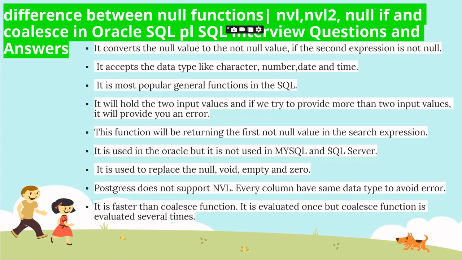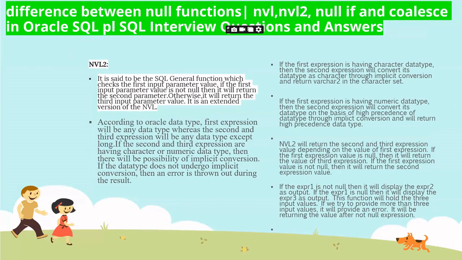Postgres does not support NVL. Every column should have the same data type to avoid errors. It is faster than the COALESCE function. It is evaluated once, but the COALESCE function is evaluated several times.